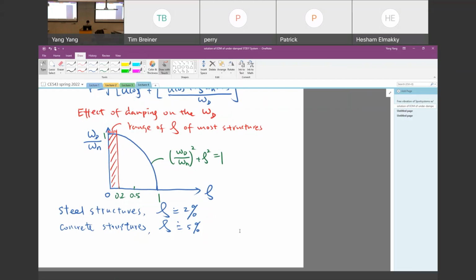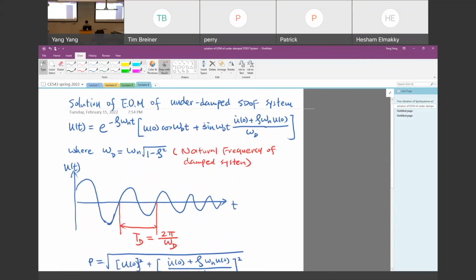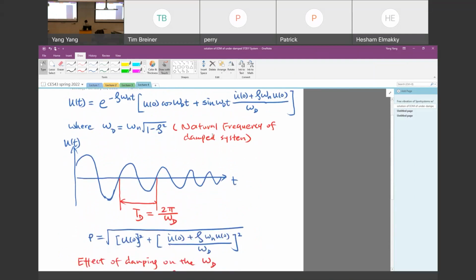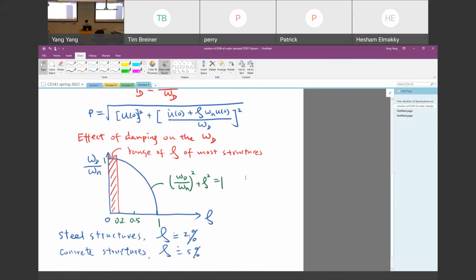So this is a solution of the equation of motion for an underdamped system here. A little bit of investigation of the features of the amplitude, the natural frequency here, based on the solution of that equation.